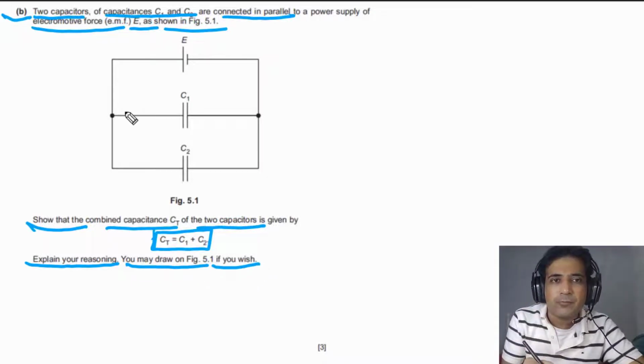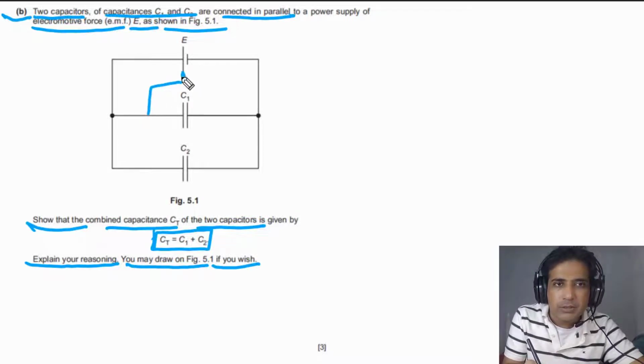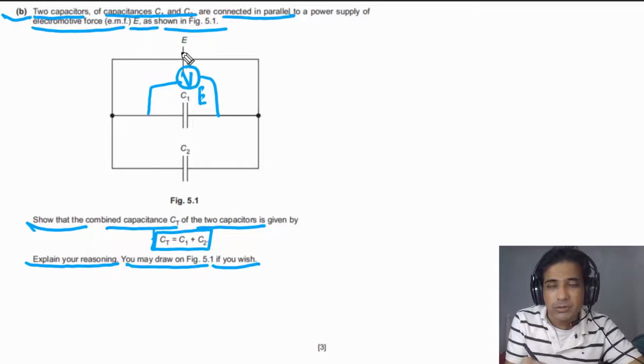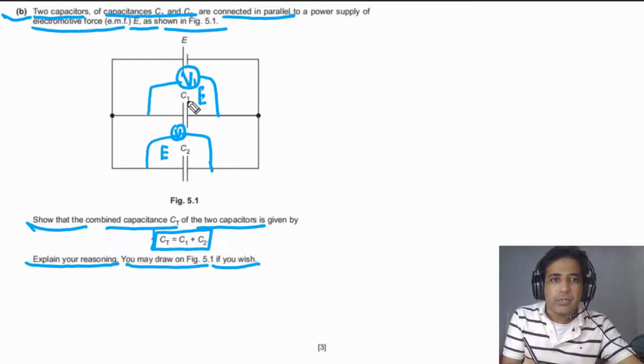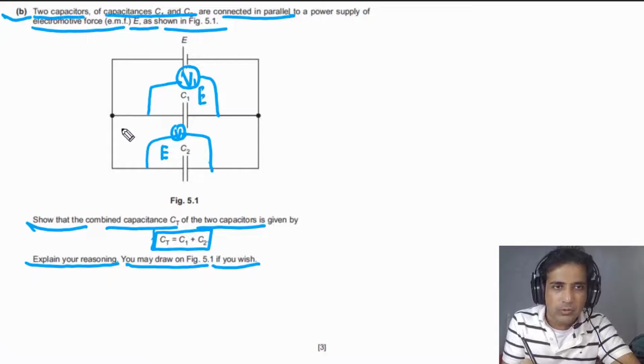Let's first understand the potential difference across C1 and C2. Let's say we connect voltmeter V1 across capacitor C1. The reading of this voltmeter will be equal to E, because it is just connected across the terminals of the power supply, and this power supply has no internal resistance. We are talking about an ideal battery. Same if we connect a second voltmeter V2 across the second capacitor; its reading will also be equal to E. It simply means the potential difference across these two capacitors is the same.